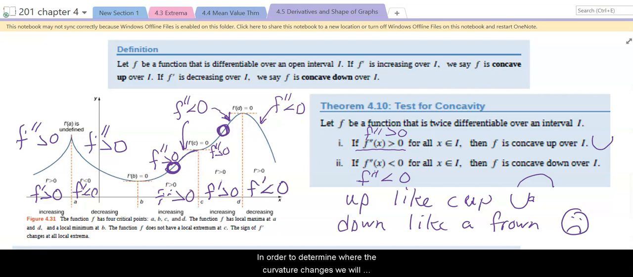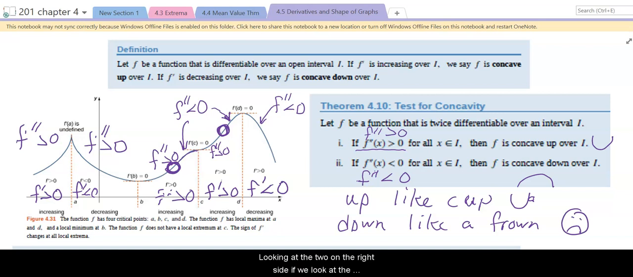In order to determine where the curvature changes, we will need to find these inflection points. Before we get there, is there anything about the second derivative that can tell us where we might have a relative maximum or a relative minimum?